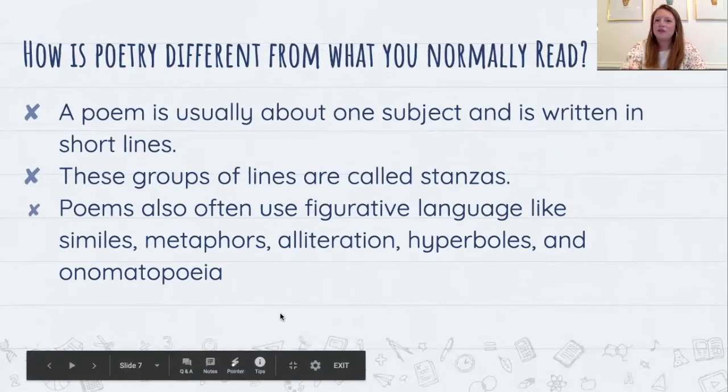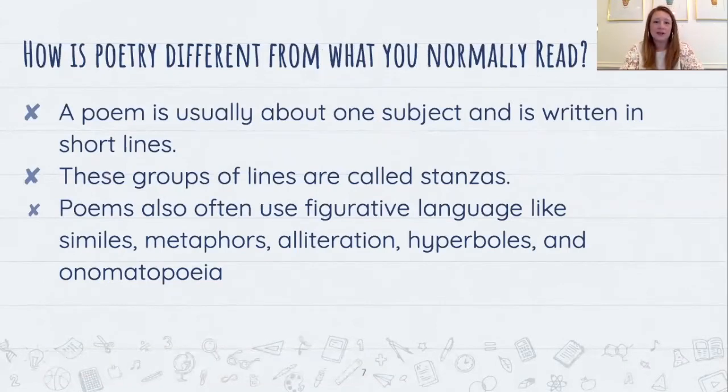How is poetry different from what you normally read? A poem, when you look at it, is going to look a little bit different. Usually it's about one subject and it's written in really short lines. These groups of lines are grouped together and we call those chunks of lines stanzas. Poetry also often includes figurative language, which you may have already talked about a little bit in your class this year. And if not, you're definitely going to see that in fourth grade and fifth grade.